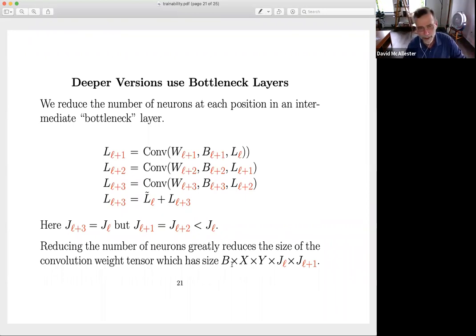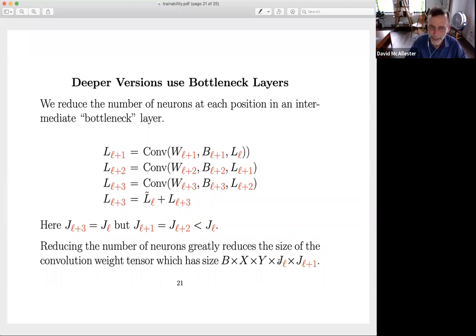And the big point of the bottleneck layer is that the size of the weight matrix is very sensitive to the number of neurons. Sorry, there should be no batch index in the tensor. That's in the weight tensor. That's bad. The weight tensor has size, sorry, this should be delta x, delta y.